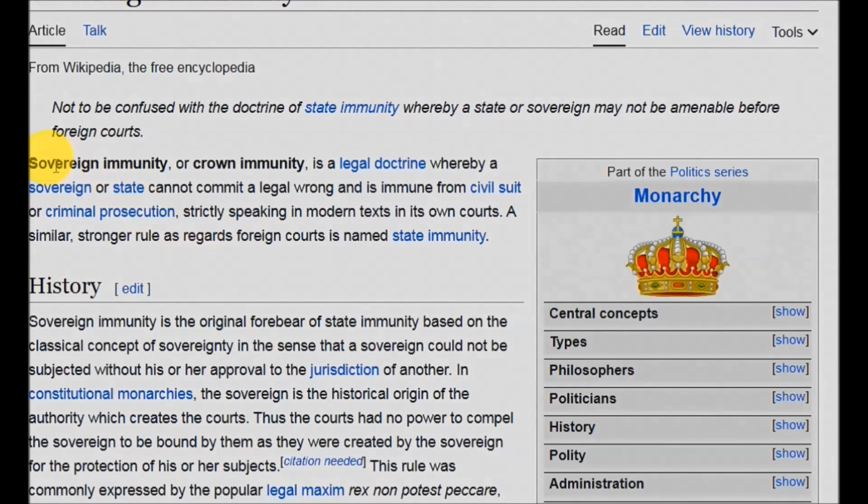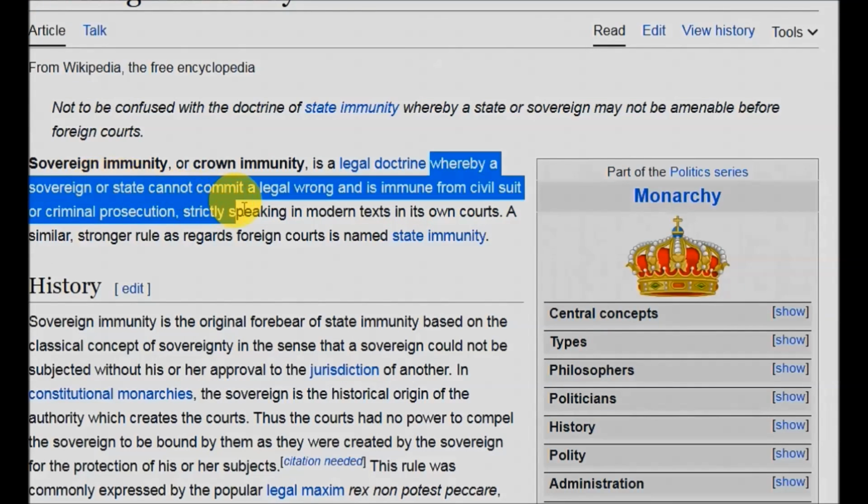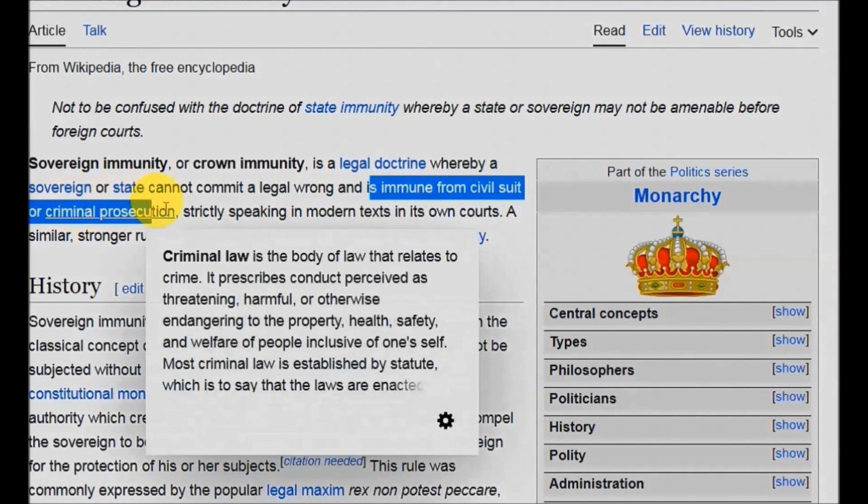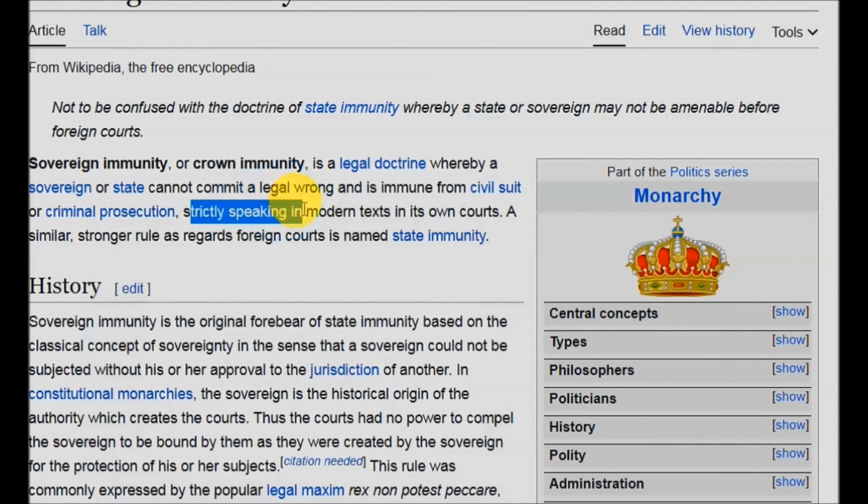What is sovereign immunity? Sovereign immunity or crown immunity is the legal doctrine. Remember, I always speak of standard test elements of doctrines. This is one of them, whereby a sovereign or state cannot commit a legal wrong and is immune from civil suit or criminal prosecution, strictly speaking, in modern texts, in its own court. You cannot sue me in my own venue.